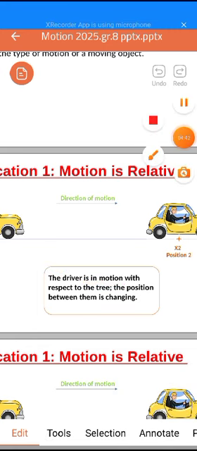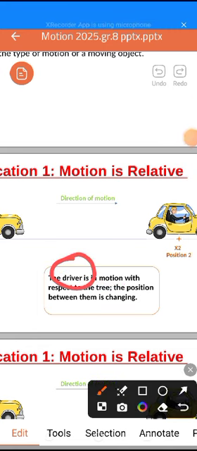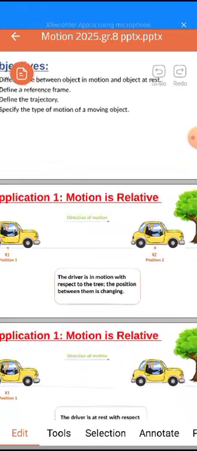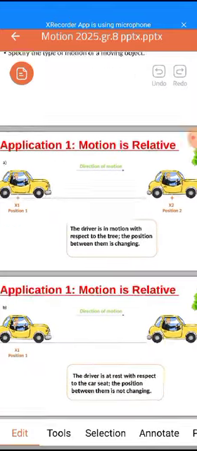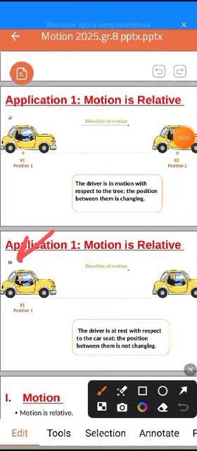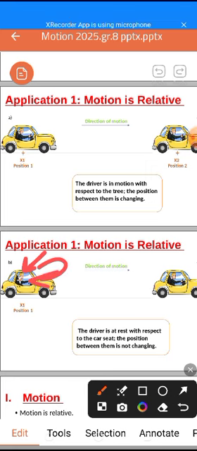We took here the driver as an object to study his motion and the tree as a reference. Why did we say he is in motion? Because the position between the driver and the tree is changing. Now let us change the reference frame. We will take another example, B. It's the same, but we want to change now the reference frame. Let's take the reference frame now, the car seat. So the object is the driver, but we want now to describe his motion with respect to the seat.